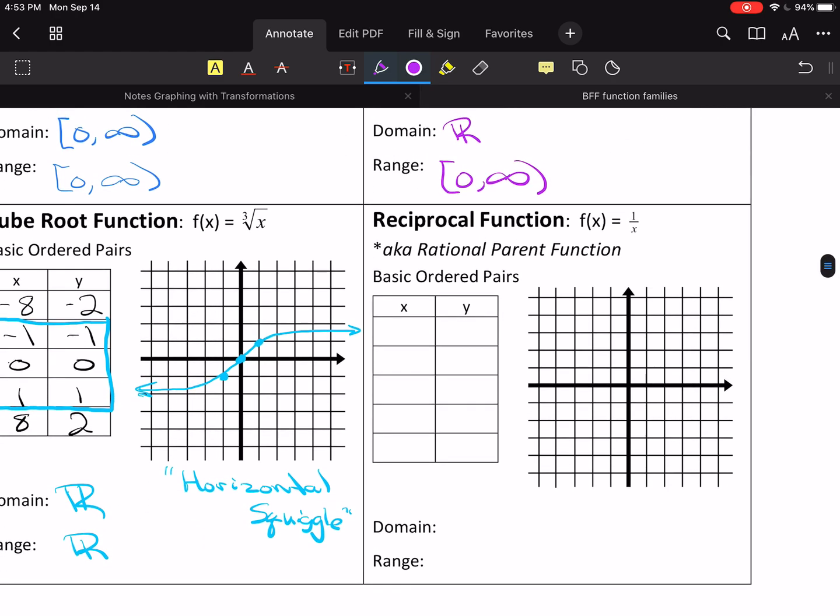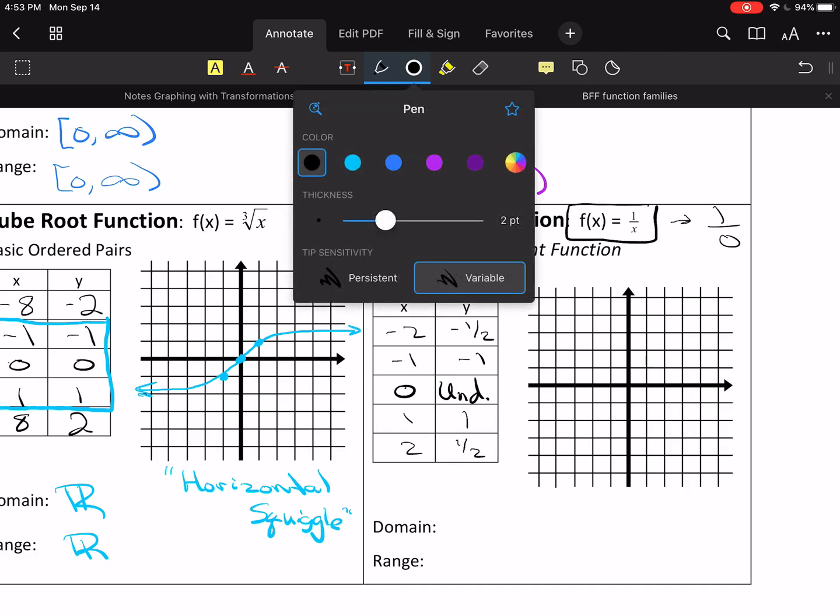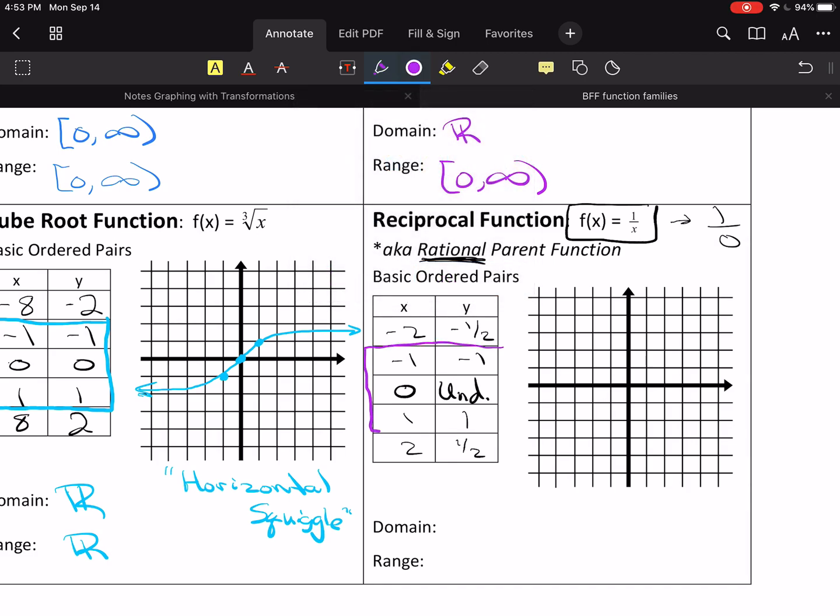All right, rational function. So rational, meaning fraction, right? Which is why I have my fraction function here with x in the denominator. So starting with 0, if I plug in 0, that gives me 1 over 0, which I can't have. So when x is 0, I have an undefined function. 1 would be 1 over 1. 2 would give me 1/2. Negative 1 would give me negative 1. Negative 2, negative 1/2. So again, I'm really only going to focus on the 3 in the middle here.